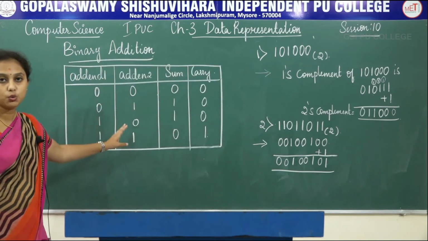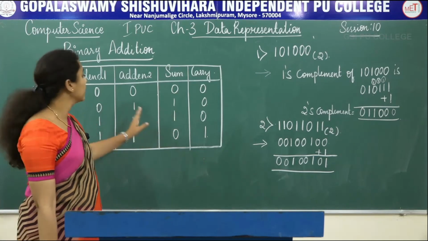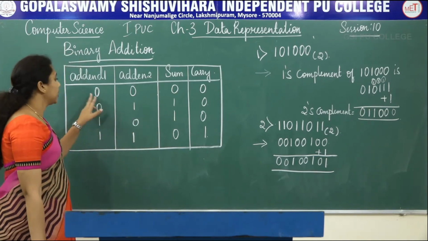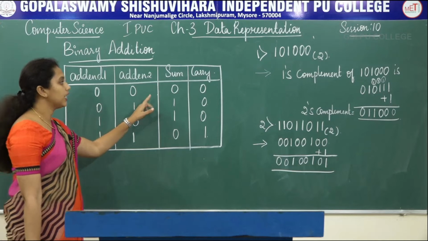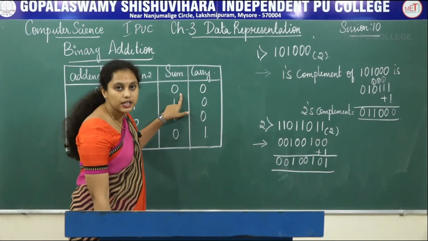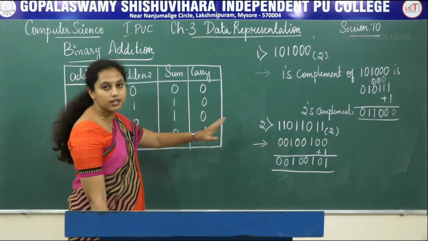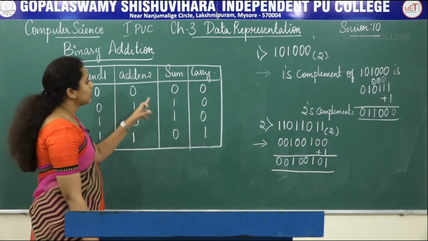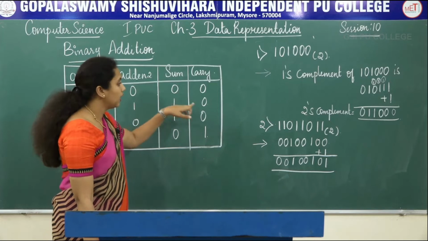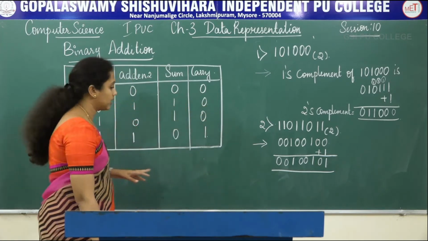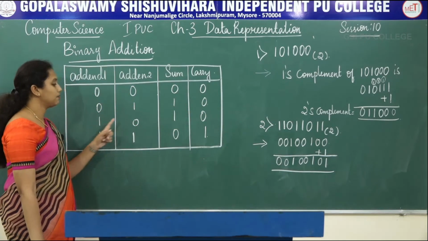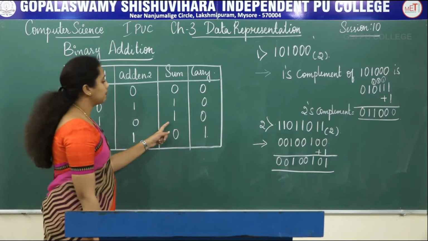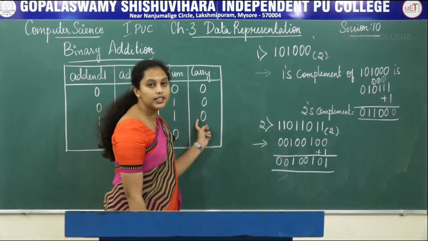So the basic rules for binary addition is that if it is 0 plus 0, then the sum will be 0 and it does not have any carry. If it is 0 plus 1, the sum will be 1 and carry is 0. If it is 1 plus 0, the sum will become 1 and carry is 0.